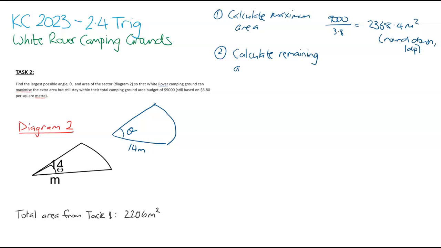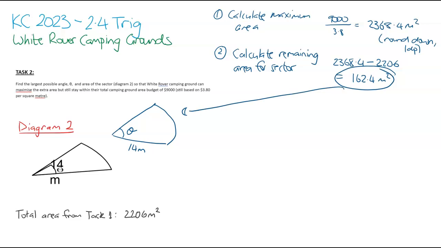So what we need to do is calculate the remaining area for the sector. We do that by taking the total we have, which is the absolute maximum. We can't have anything more than that. So that's 2,368.4, and I'm going to minus the previous area, 2,206. When I do that, that gets me to 162.4 meters squared. So my sector cannot be more than that. If I really wanted to maximize it, it needs to be that exact number.